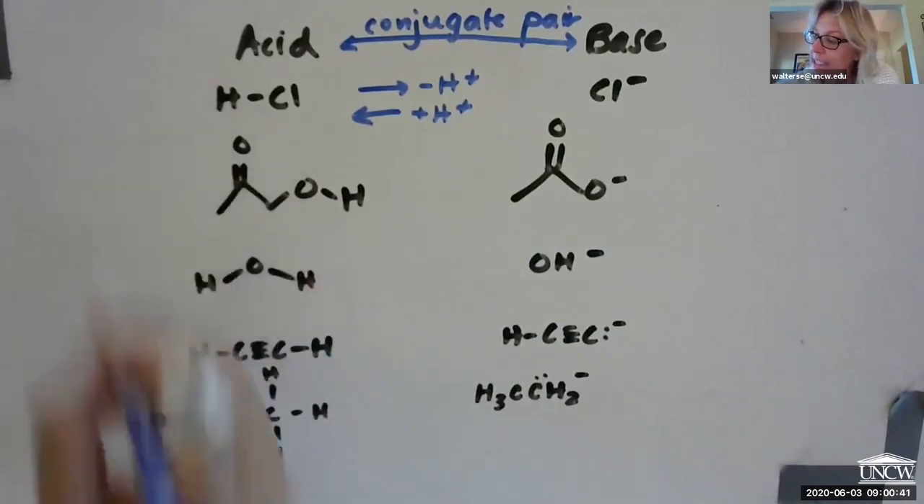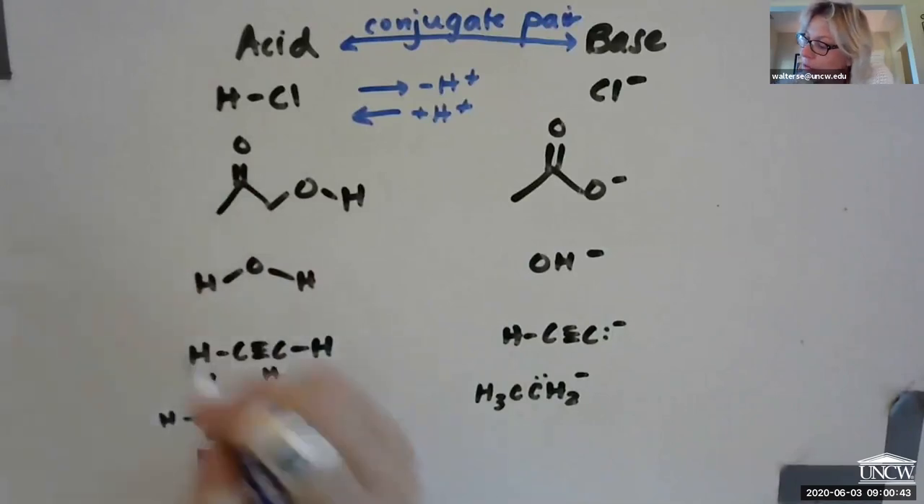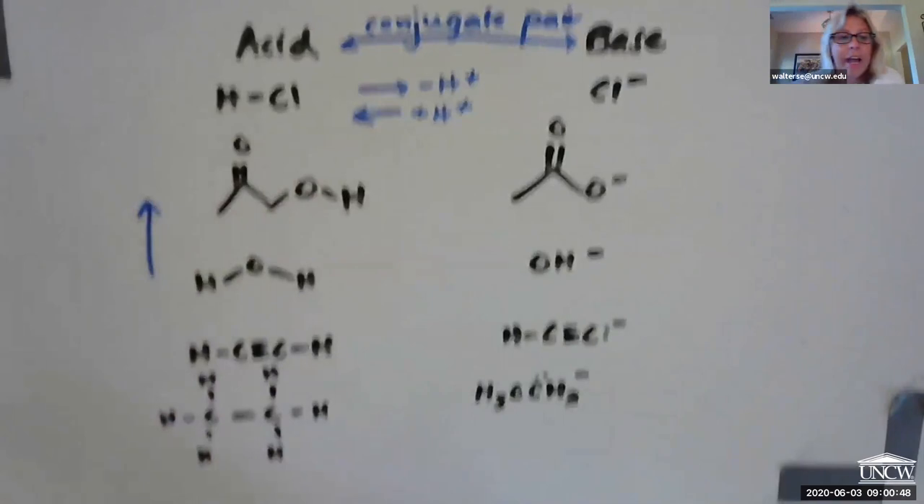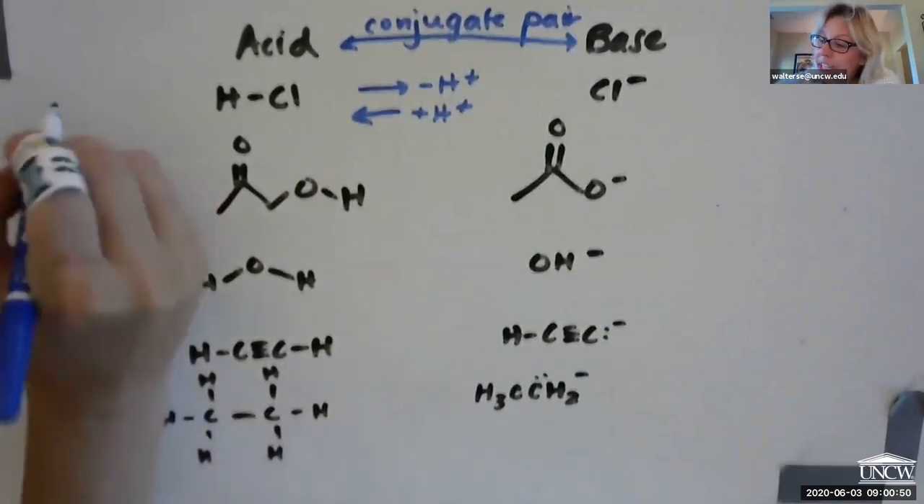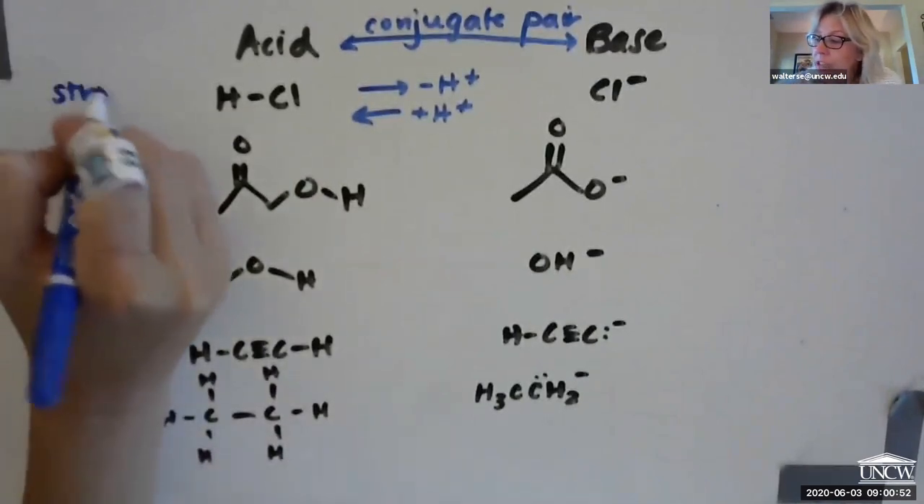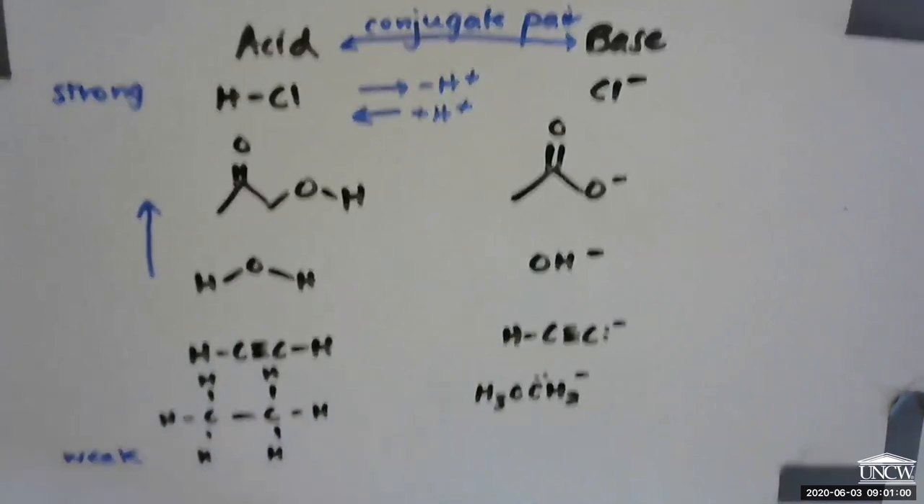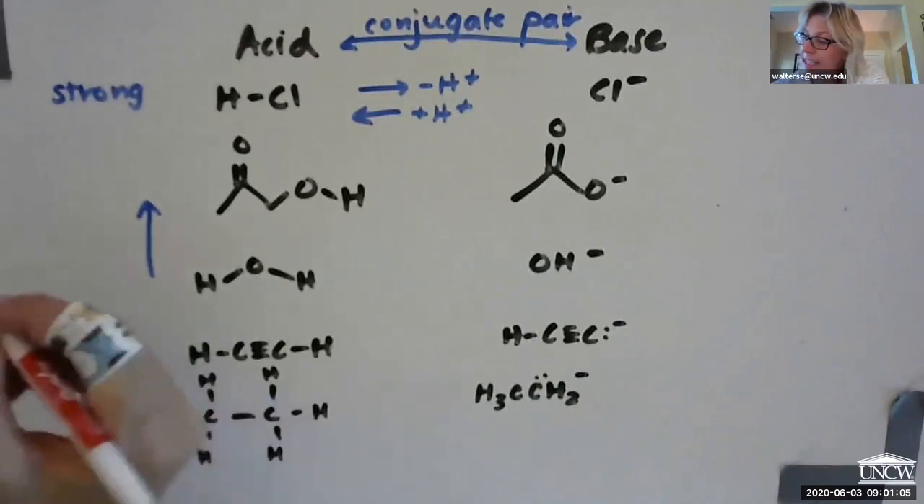I just picked HCl as one of the examples because it's one of the more commonly recognized strong acids. So as you go up this side, your acids are going to get stronger. So these are the strong acids, and then these down here are going to be weak acids. The measure of acid strength is the pKa.